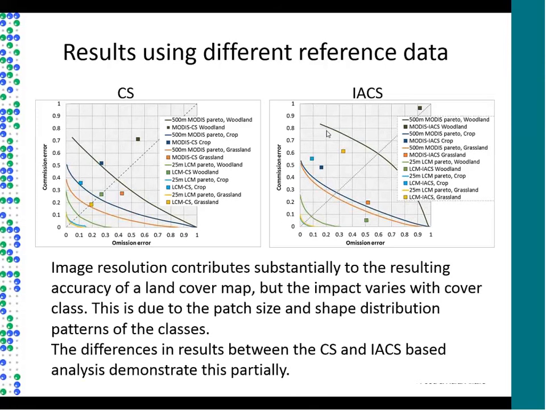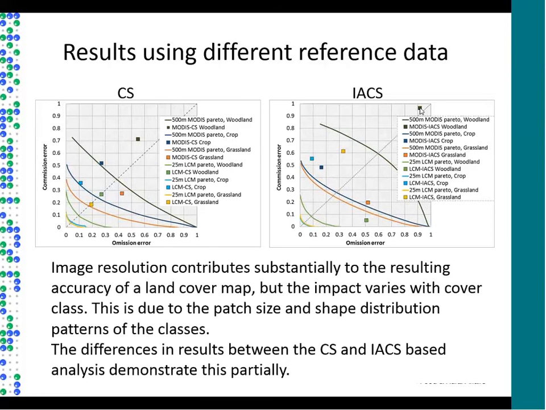So yeah, and this is also why, because of the small parcel size of woodland in the farmland area, the error in the MODIS classification is extremely high. It's basically MODIS just cannot map these woodland areas at all. Okay?